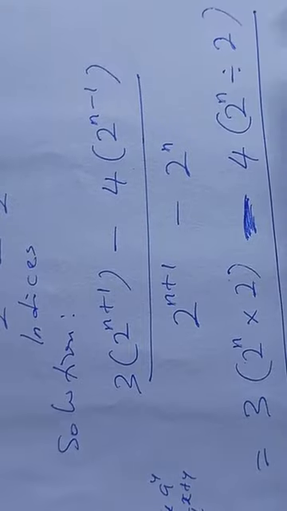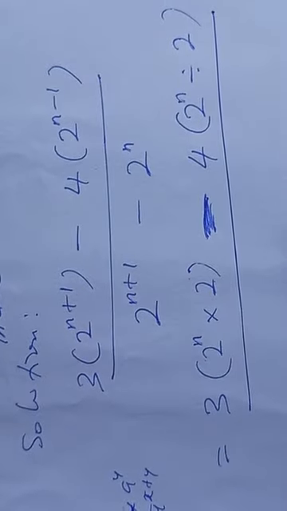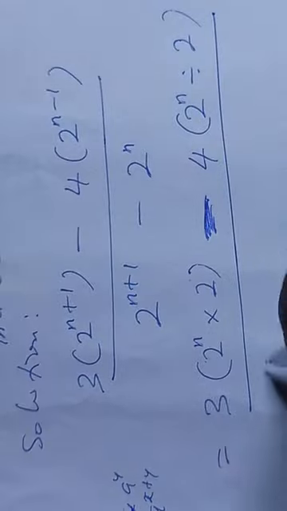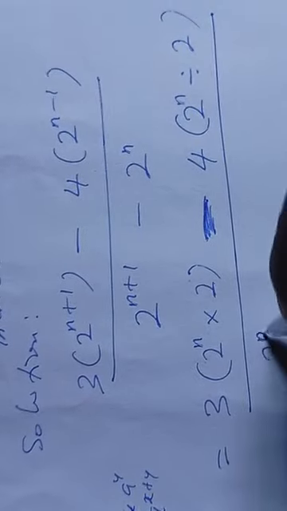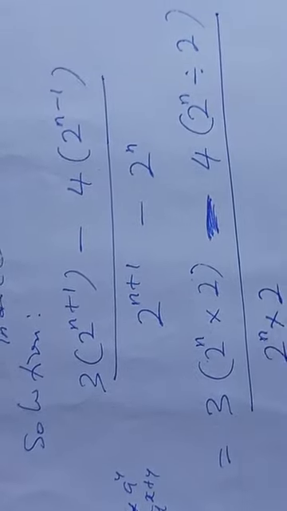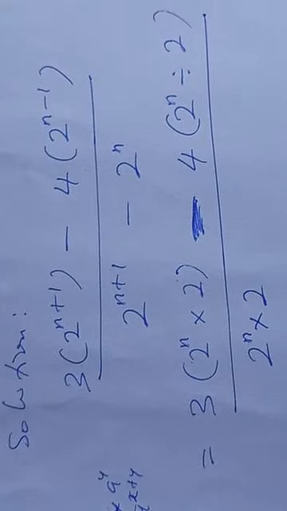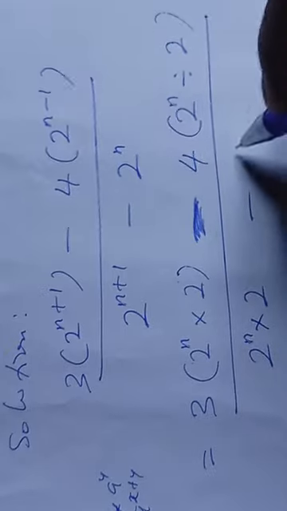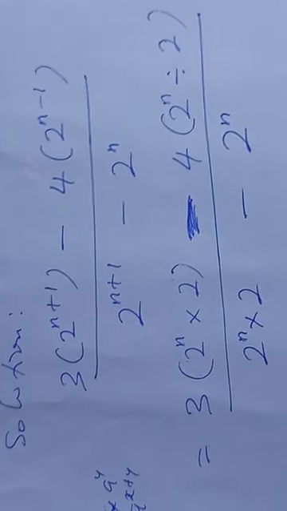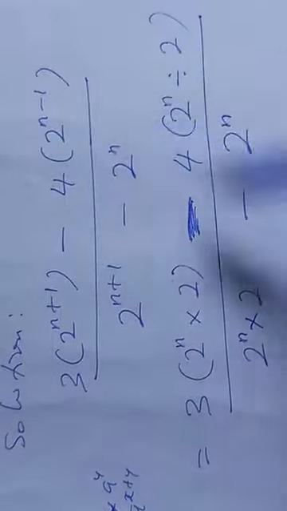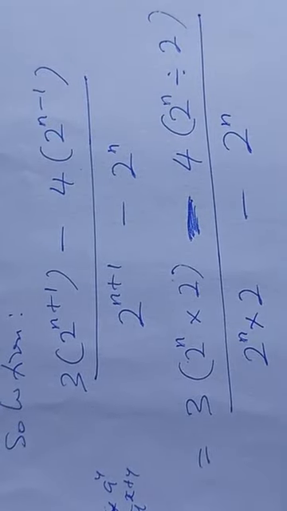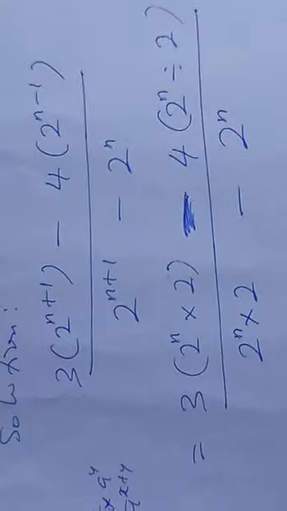Then all over this again, 2 raised to power n plus 1 is the same principle, 2 raised to power n times 2. Simplifying that, then minus here 2 raised to power n, we just leave that the way it was. So we've been able to simplify this, removing all the plus and minuses and the powers, to be able to work on it. So we'll proceed further.